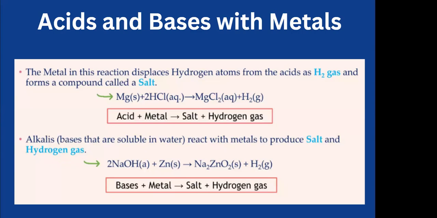So magnesium, a metal in solid form, is reacting with hydrochloric acid, which is in an aqueous state. What was aqueous? We talked about it earlier. Liquid form, basically dissolved in water. Good. So when a metal reacts with an acid, it forms a salt and releases hydrogen gas. We will talk about salt later as well, but you can correlate that salt has a metal. So metal with acids gives you salt and hydrogen gas.